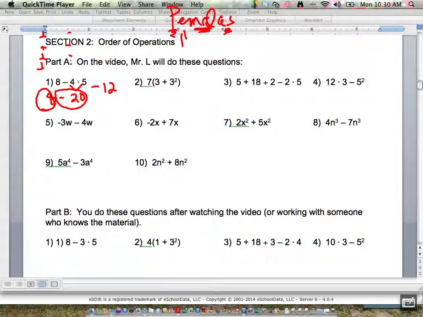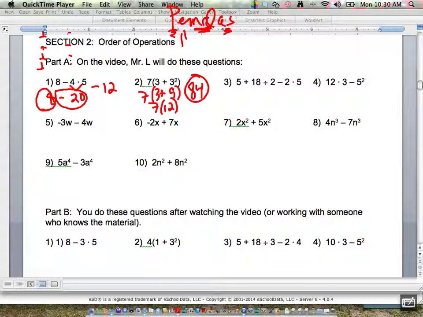Okay. All right, now let's take a look at number 2. What do I have to do first in number 2? Parentheses, good. Now inside the parentheses there's an add and there's an exponent. So which am I going to do first? Exponent. So what's 3 squared? 9. Good. Now I got to do 3 plus 9, which is 12. And then I have to do 7 times 12. I'll just save you a little bit of time here, 7 times 12 is 84.